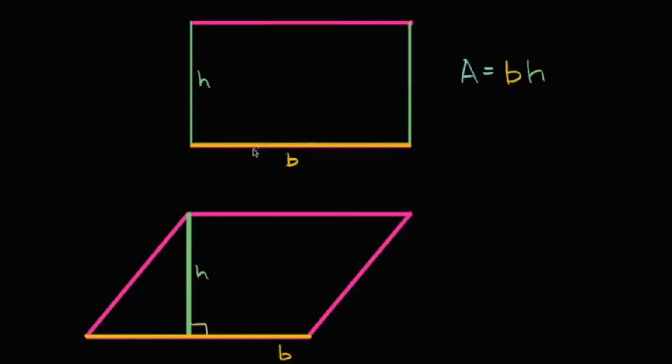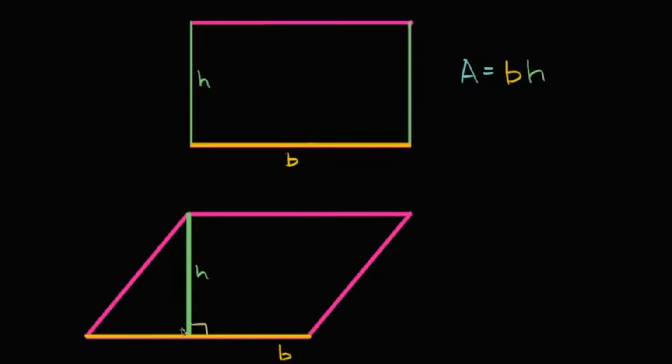We know that we can find the area of a rectangle by multiplying the base times the height. The area of a rectangle is equal to base times height. In another video, we saw that if we're looking at the area of a parallelogram, and we also know the length of a base, and we know its height, the area is still going to be base times height.